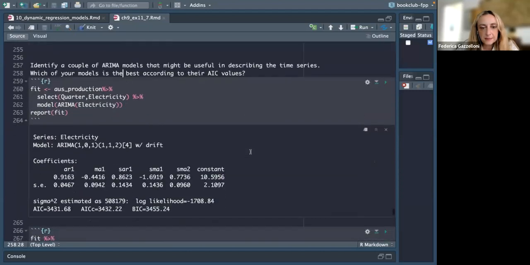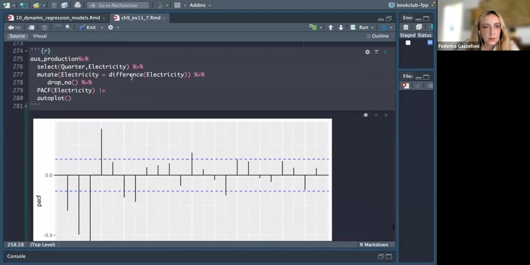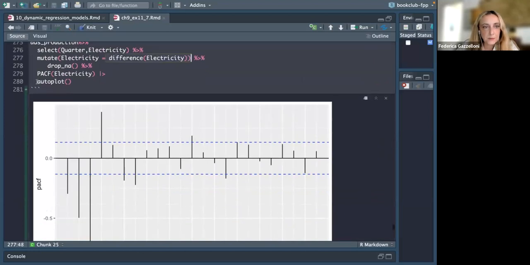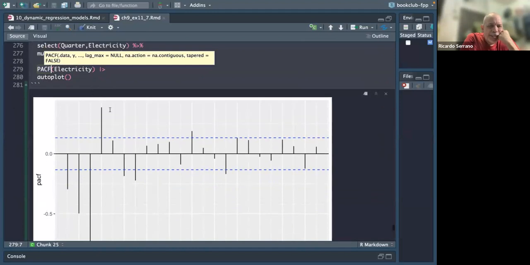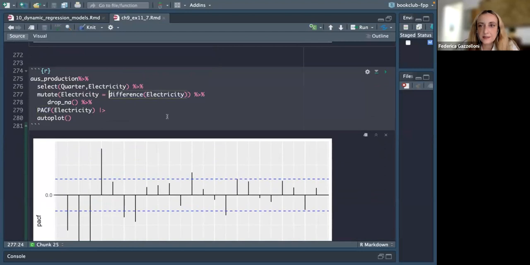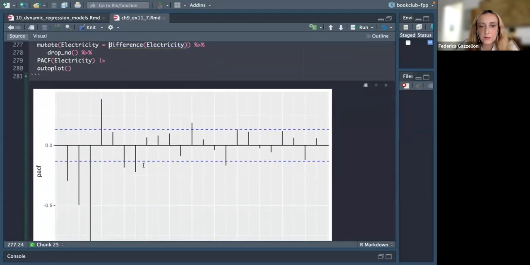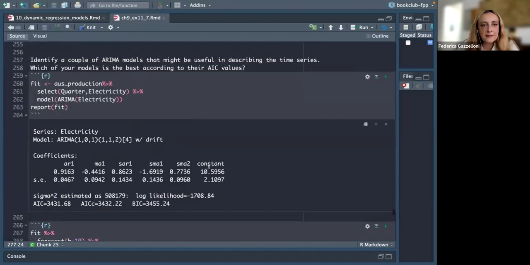I think I missed something. I did this after with, this is with capital letters, so this is for partial ACF. Okay, so we can see that with just the difference, we have few lags, but even there are some things. But I've tried the first model just as is.